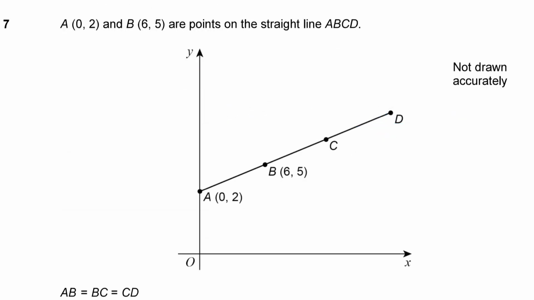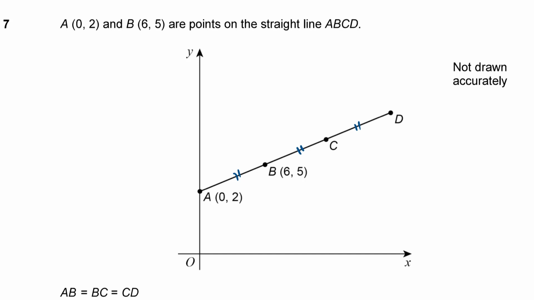Question 7. The point A, which has coordinates 0, 2, and the point B, which has coordinates 6, 5, are points on the straight line ABCD. We're told that AB is equal to BC, which is equal to CD. So let's just mark that on the diagram. So these are all the same length, aren't they? These three sections. Work out the coordinates of D.